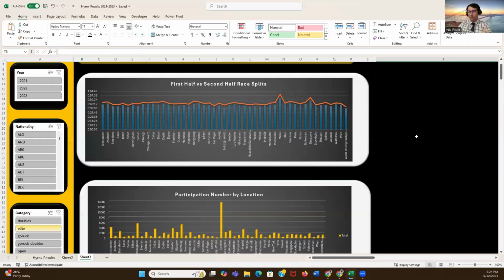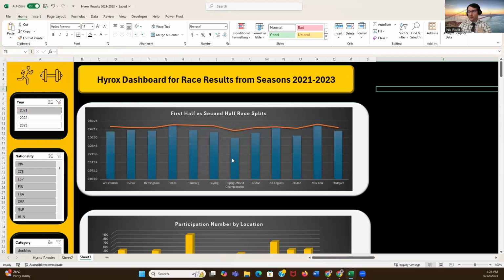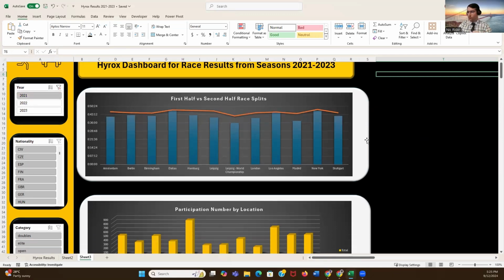Okay, so first point I want to make: we've got first half versus second half race splits, with all the different events that have occurred. If I want to look at 2021 first, I go 21. This Hyrox is still pretty new, only a couple of years old. We can see the blue versus the orange. Blue represents the first half split and the orange represents the second half split.